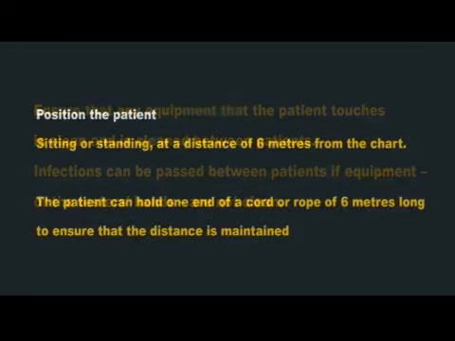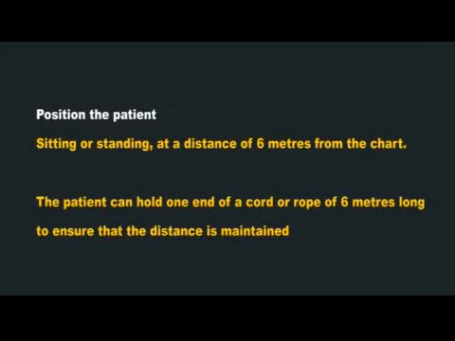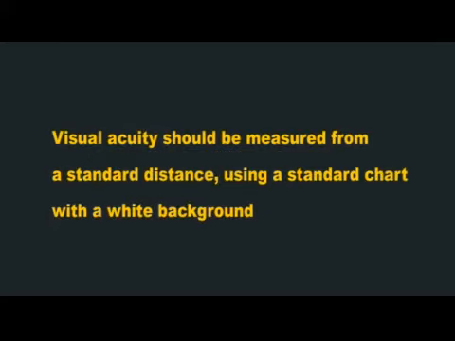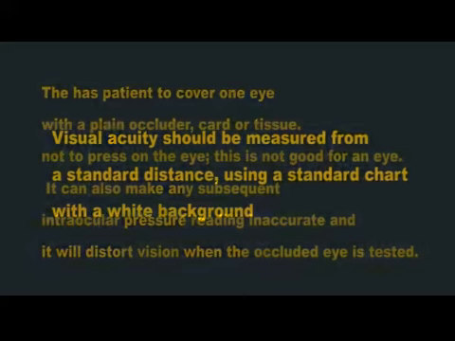Position the patient sitting or standing at a distance of 6 meters from the chart. The patient can hold one end of a cord or rope 6 meters long to ensure that the distance is maintained. Test the eyes one at a time, at first without any spectacles. Visual acuity should be measured from a standard distance using a standard chart with a white background.